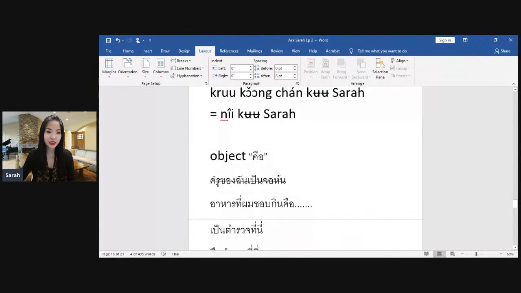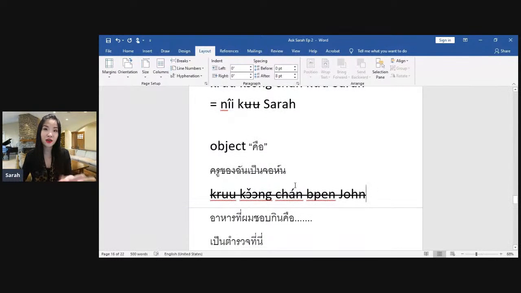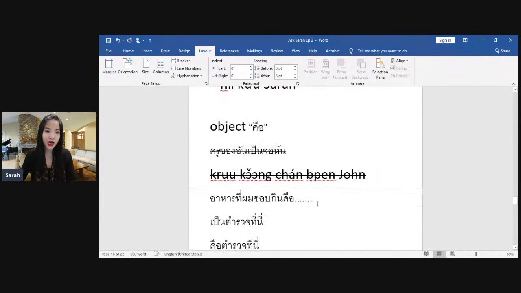Yeah, this isn't the example that I gave, which is wrong, right? ครูของฉันเป็น John. Yeah, you don't say that. You don't want to say this because John is specific. So you want to use คือ: ครูของฉันคือ John. Okay?